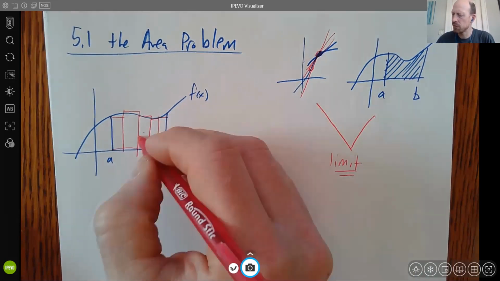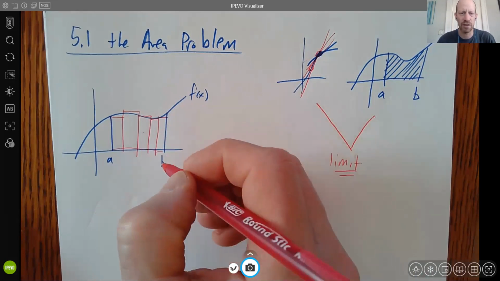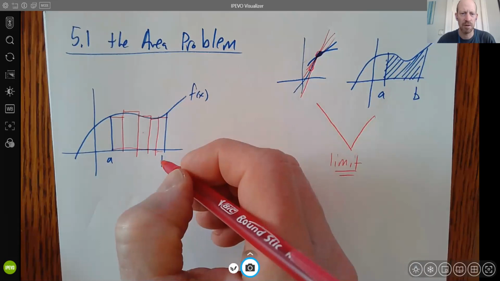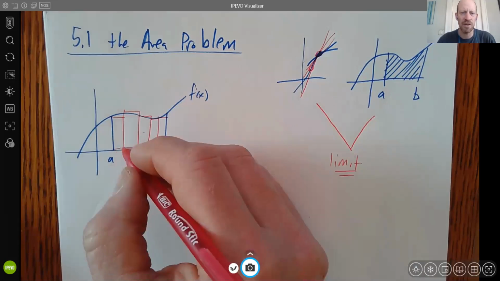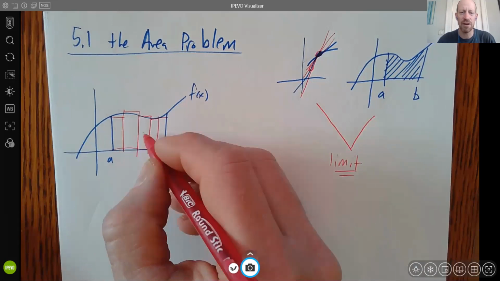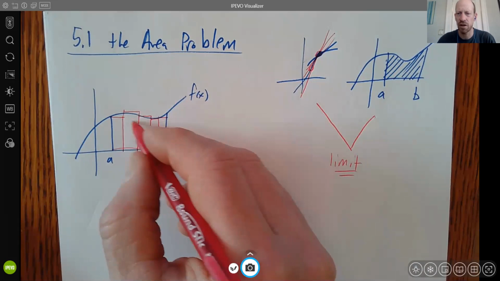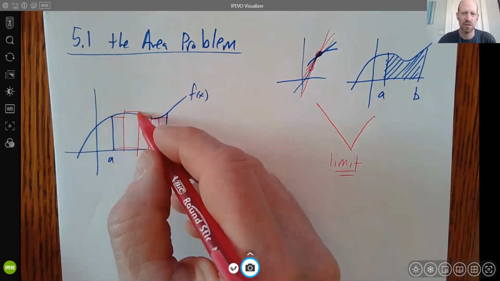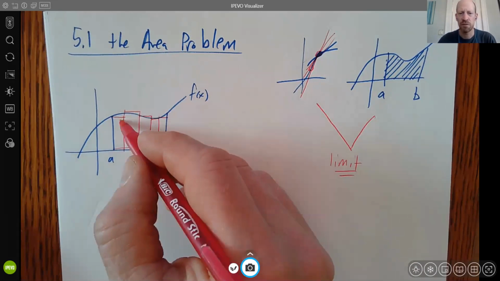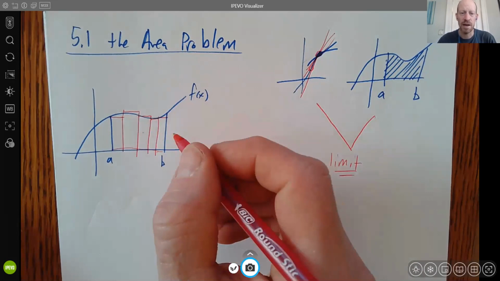So I drew here 5 rectangles, not a real excellent drawing. They should probably be kind of the same size. But what we can see is that if I add up the areas of these 5 rectangles, I would certainly get something reasonably close to the area under this curve, right? Especially because some of them are a little bigger and some are a little smaller. It feels like this might actually be fairly accurate.